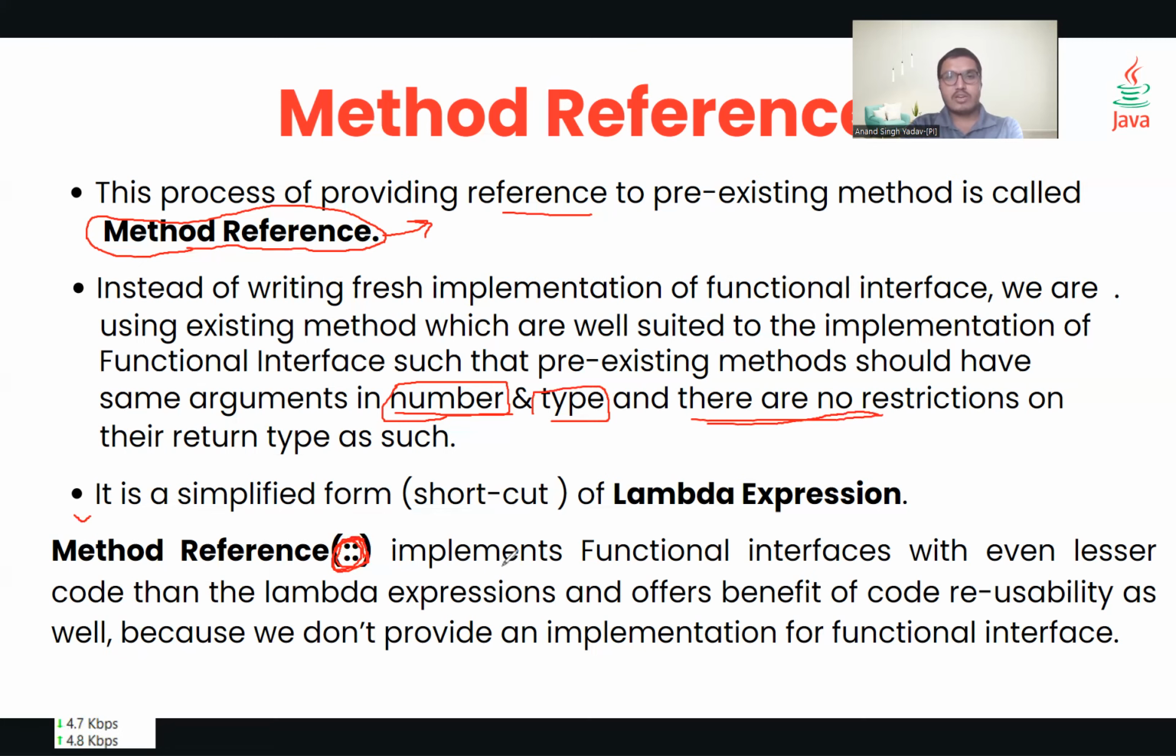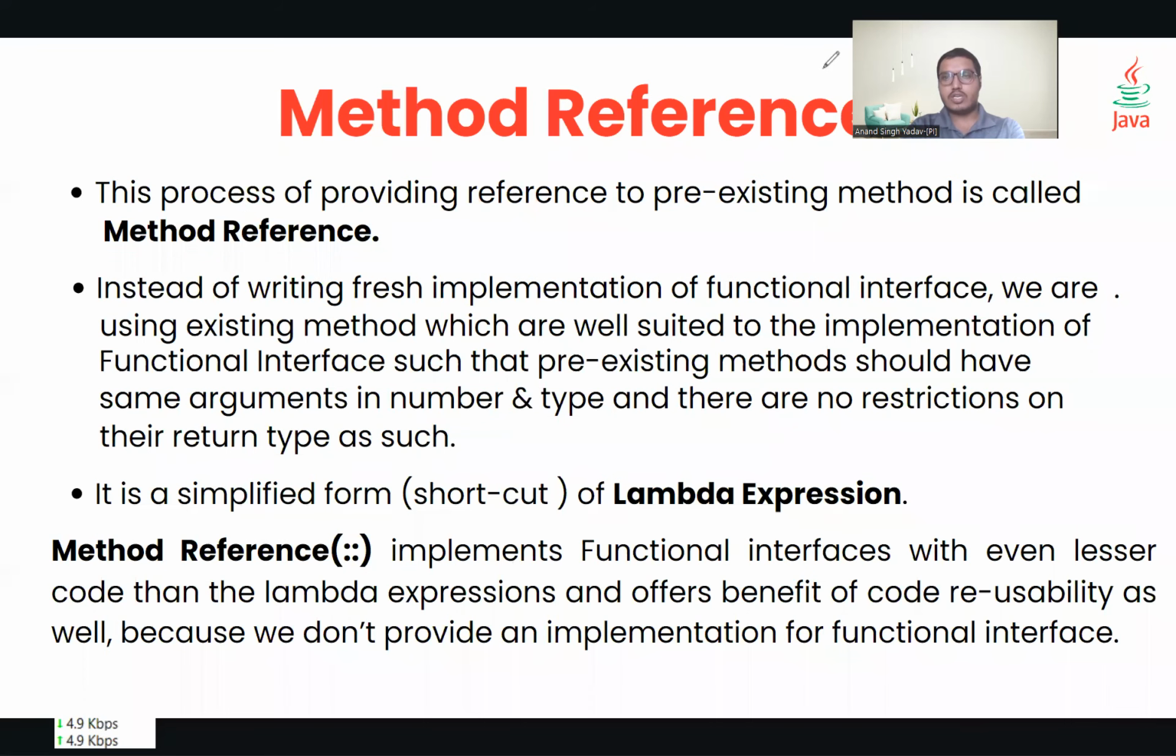So method reference implements functional interfaces with even less code than the Lambda expression and offers the benefit of code reusability as well, because we don't provide an implementation for the functional interface. We provide the method reference, and using that we implement the functional interface. This point is, I think, clear to everyone.